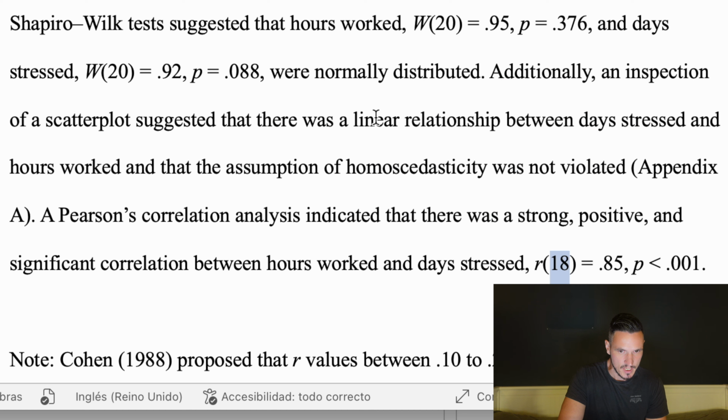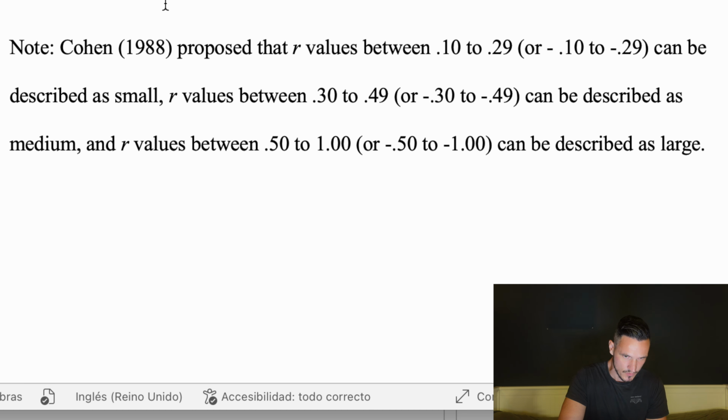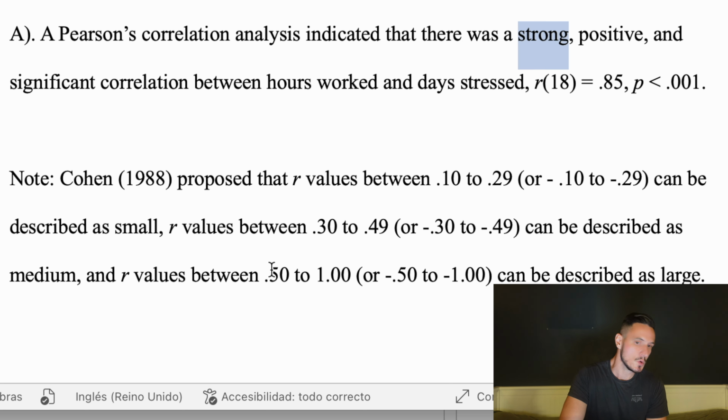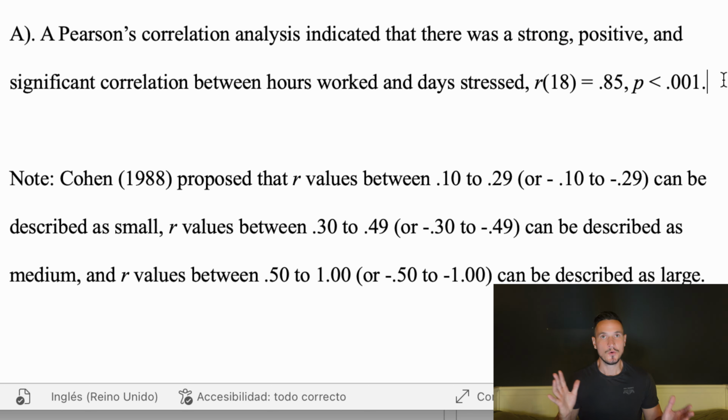One final thing to look at is that I've said here that the relationship was strong, and that's based on these criteria that Cohen proposed in 1988. So we said that r values between 0.1 and 0.29 can be described as small, those between 0.3 and 0.49 can be described as medium, and those between 0.5 and 1 can be described as large. So we have this r value here of 0.85. As that is between 0.5 and 1, we can say that there was a strong relationship between these two variables. So that is essentially it.